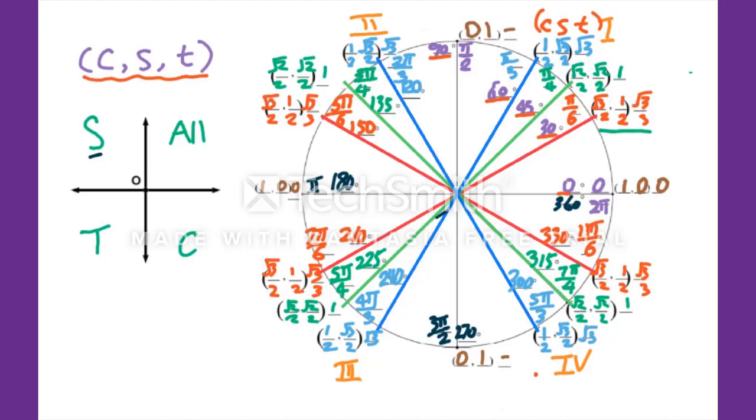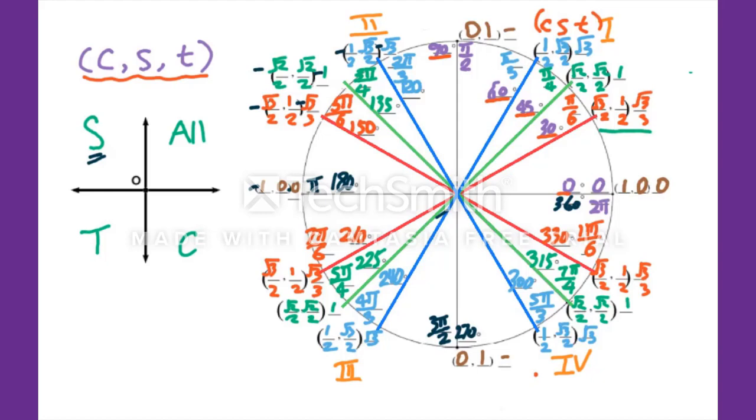Then I decide the sign for CST. Look at the second quadrant first. We know that only sine is positive, means the middle one is positive. The other two coordinates will be negative. Therefore, I put the negative sign for the first and then the third coordinates. Negative 0, still 0.